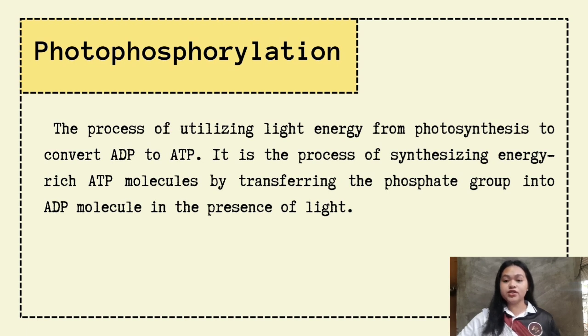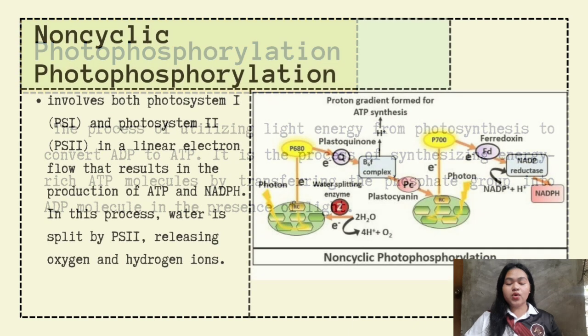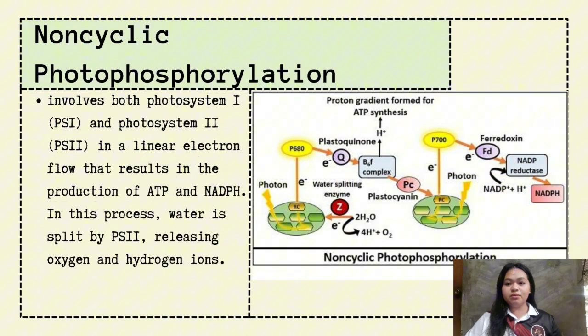photophosphorylation is the process of synthesizing energy-rich ATP molecules by transferring the phosphate group into ADP molecule in the presence of light. So, si photophosphorylation nga is a type of phosphorylation which includes the addition of phosphate in the presence of light or the synthesizing of ATP by cells. Nangyayari to sa chloroplast ng plants wherein kino-convert dito yung solar energy into ATP or the adenosine triphosphate. So, under the process of photophosphorylation, merong two types yun.